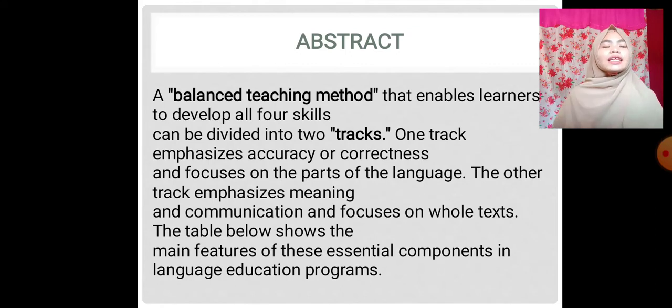And a balanced teaching method that enables learners to develop all four skills can be divided into two. The balanced teaching method has two tracks. One of these is emphasis on accuracy or correctness, and it focuses on the parts of the language. The second one is emphasis on meaning and communication, and it focuses on the whole text. And the table below shows the main features of the essential components in the language education programs.